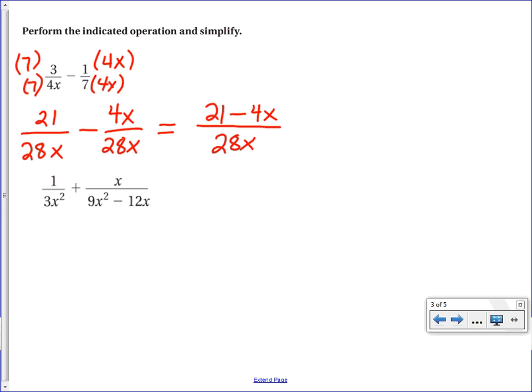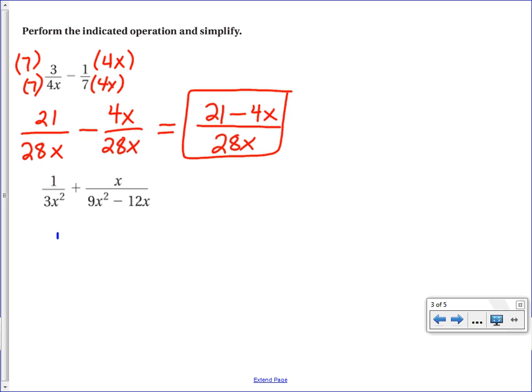Then we just look to see if we can simplify the fraction. If there's anything we can factor out on the top, we would have to do that. But there is nothing that comes out of a 21 and a 4. So this is going to be as simple as it gets. Let's try this example here.